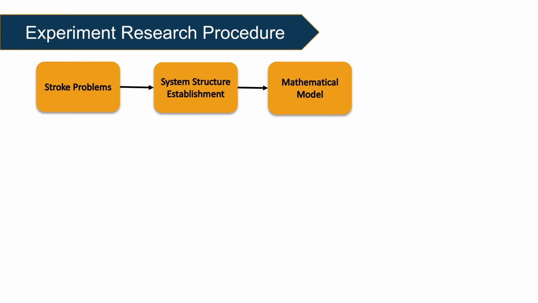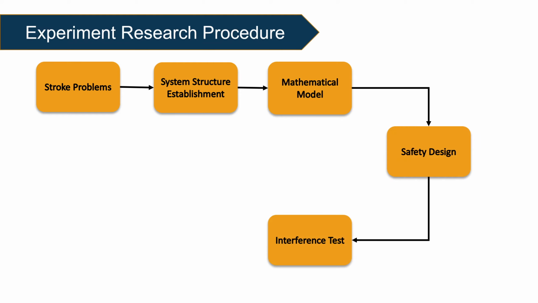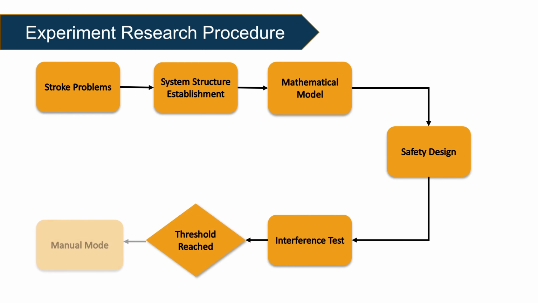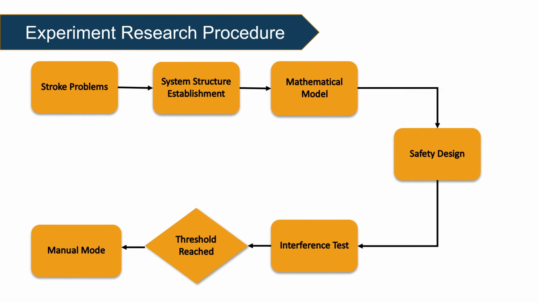So next, we are going to talk about our experiment research procedures. We found the laser stroke problems, established the system structures, and created a mathematical model. In order to design a safety system, we will have the interference test. If the threshold is reached, we are going to get into the manual mode.